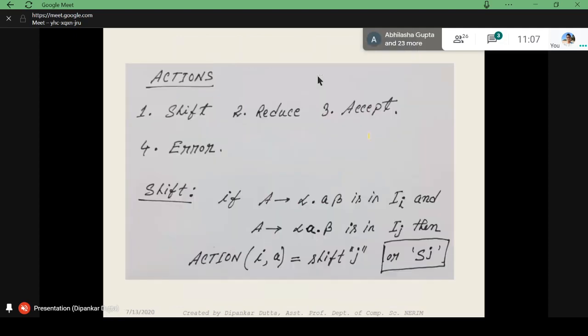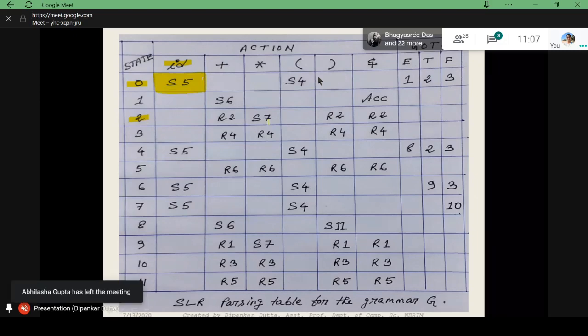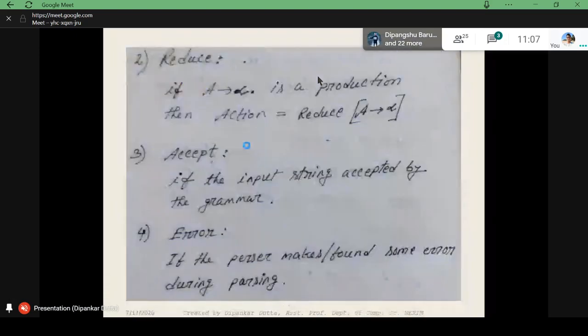Now check the table. See, in 0, input id, the entry is S5. Clear? Similarly, one another example for the rule number 1.